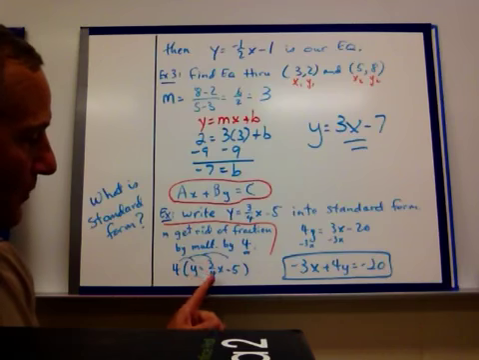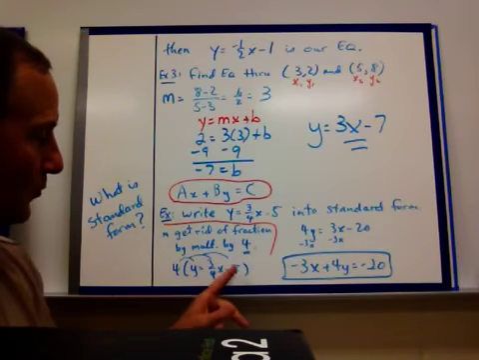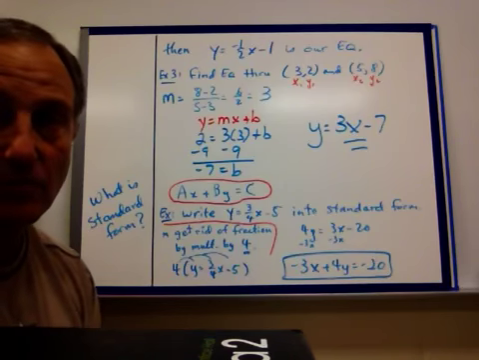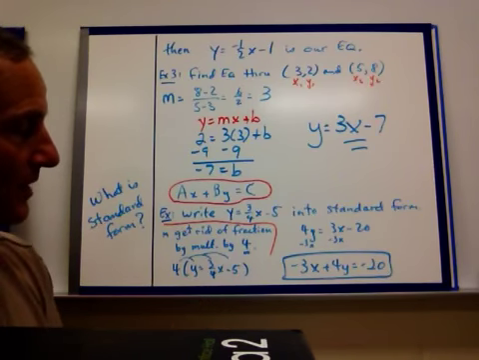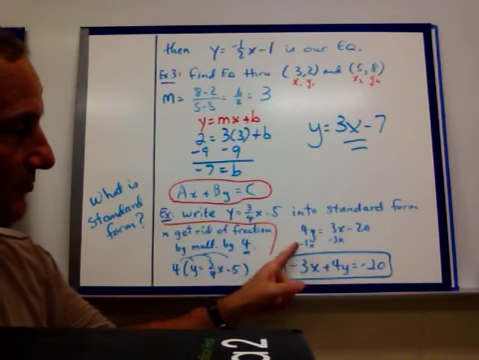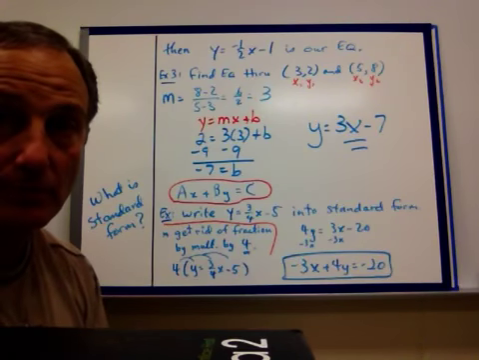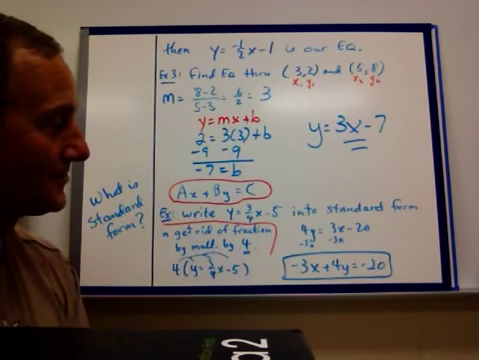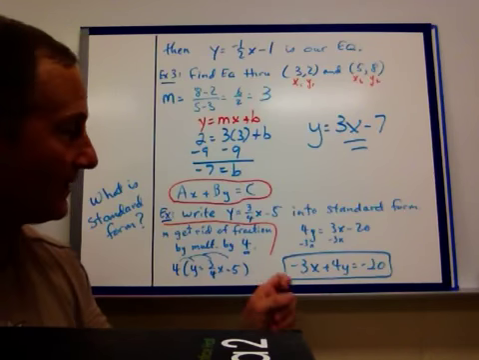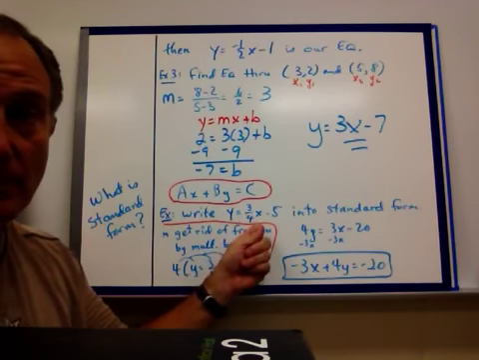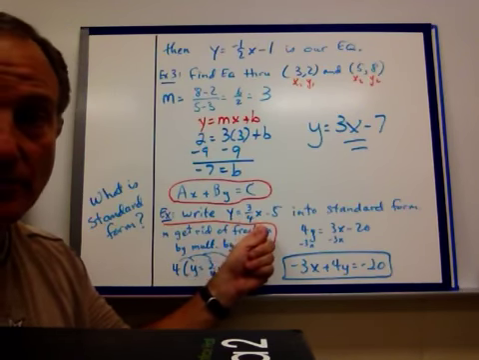3/4 times 4, the 4's cancel to 1, I get 3x. And 4 times the negative 5 is negative 20. I just distributed it all the way across there, okay? And then just, in this case, subtract the 3x over. It's like those literal equations that we did last chapter. So negative 3x plus 4y equals negative 20. That's that equation that's in slope-intercept form, written in standard form, okay?